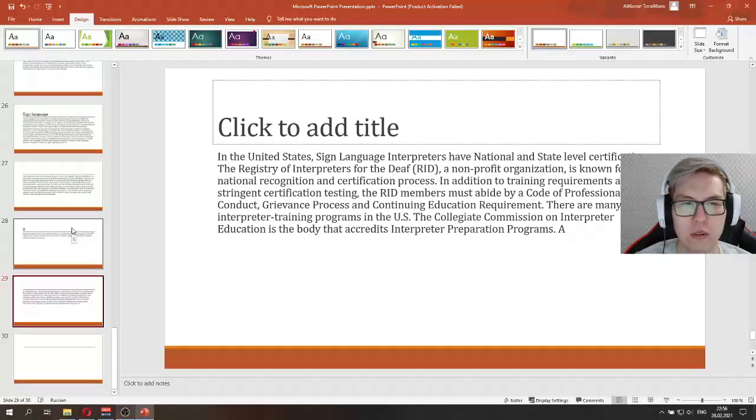In addition to training requirements and stringent certification testing, the RID members must abide by a code of professional conduct, grievance process, and continuing education requirement. There are many interpreter training programs in the US. A collegiate commission on interpreter education is the body that accredits interpreter preparation programs.